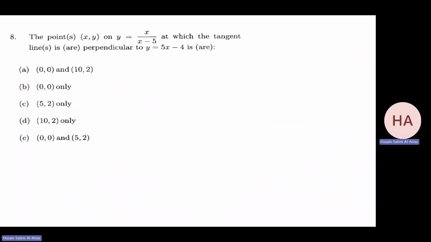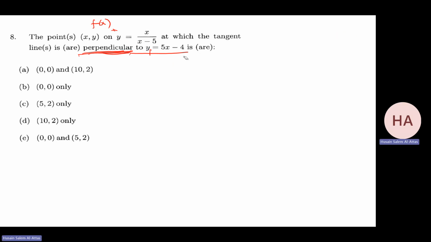The points at which the tangent line is perpendicular to this function, to this line. Call it y1, and this is called f of x. So what's the slope of y1? It's 5. So what is the slope of the tangent line?